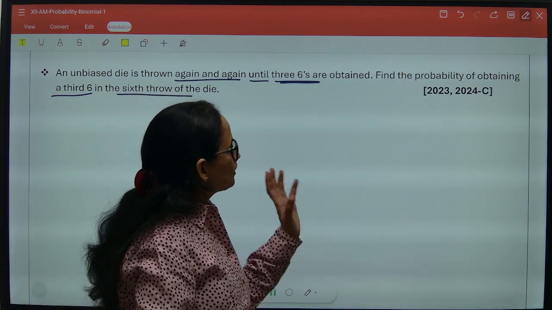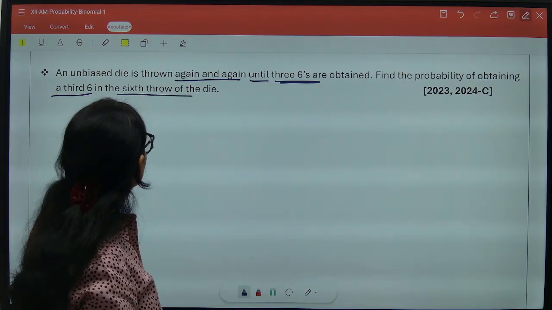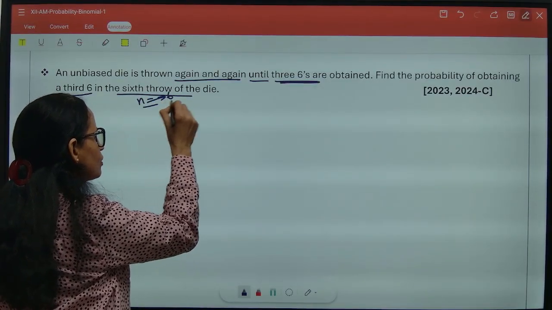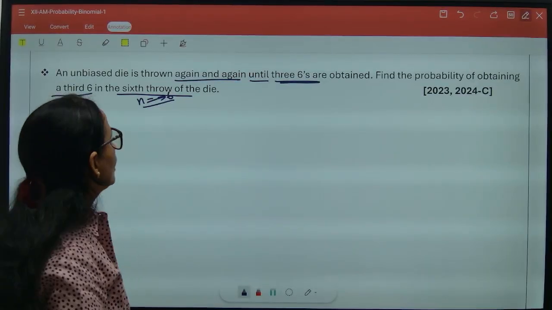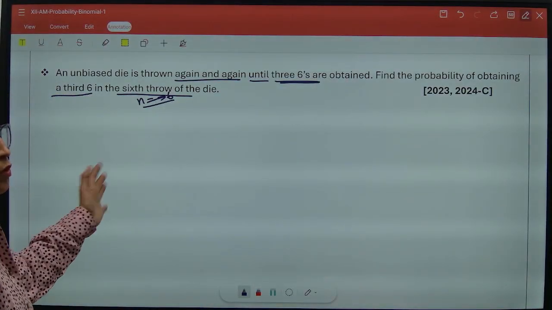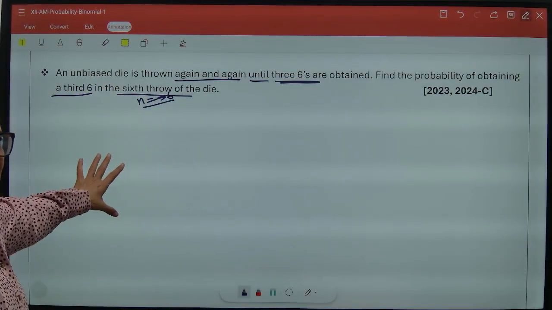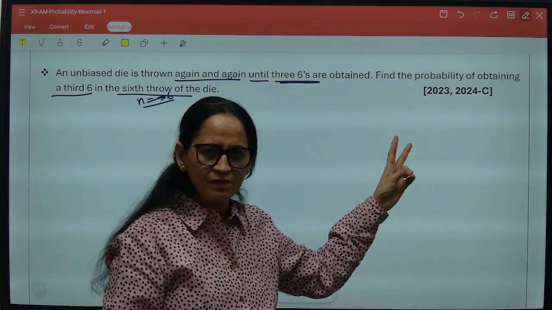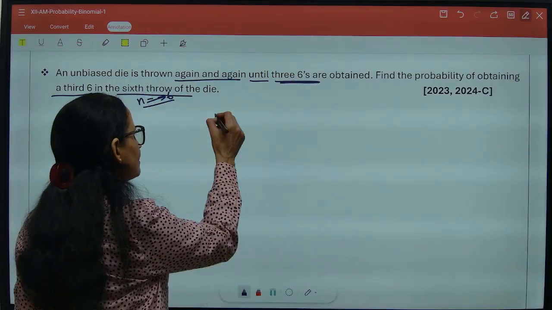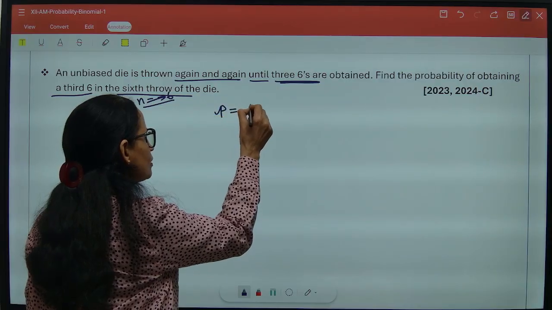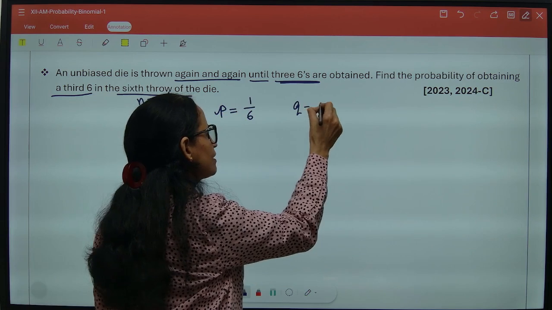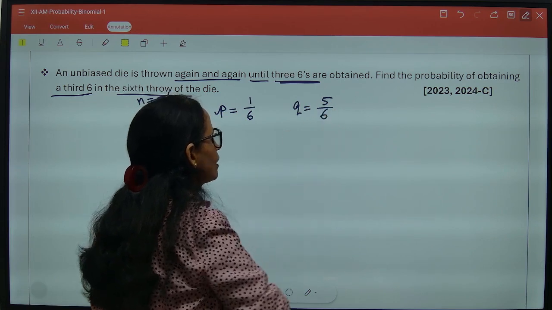Now when you have a question like this, the number of throws is limited to 6. So n is limited to 6. It is not going to be beyond that. And either you get a 6 or you don't get a 6. So the number of trials is limited. Two outcomes are there. Probability of getting a 6, if you get a 6, is just 1 out of all the 6 possible outcomes. Probability of not getting a 6 is going to be 5 by 6.